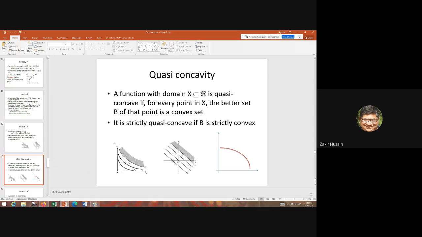Now we come to the concept of quasi-concavity. We say that a function is quasi-concave if for every point in X, the better set is convex. There's a function which generates all these indifference curves, and a function which generates these budget lines. We take a point and find out the better set. If the better set is convex, then the function y is said to be quasi-concave.